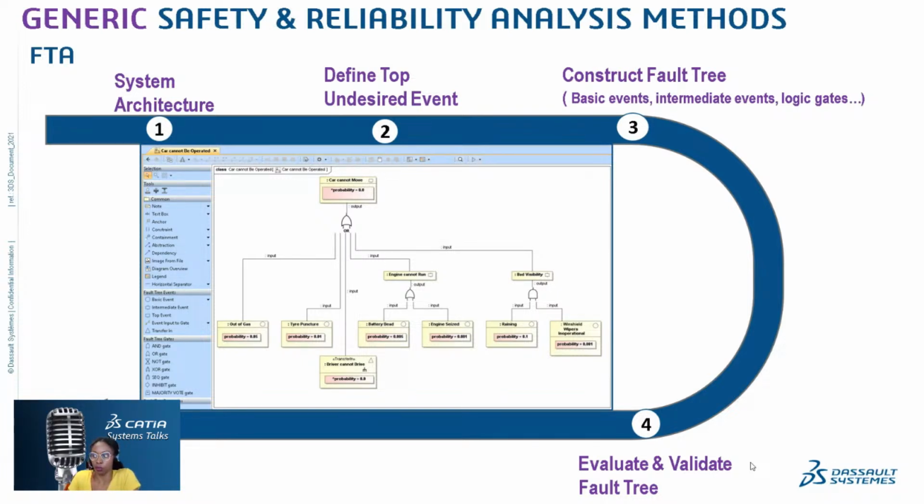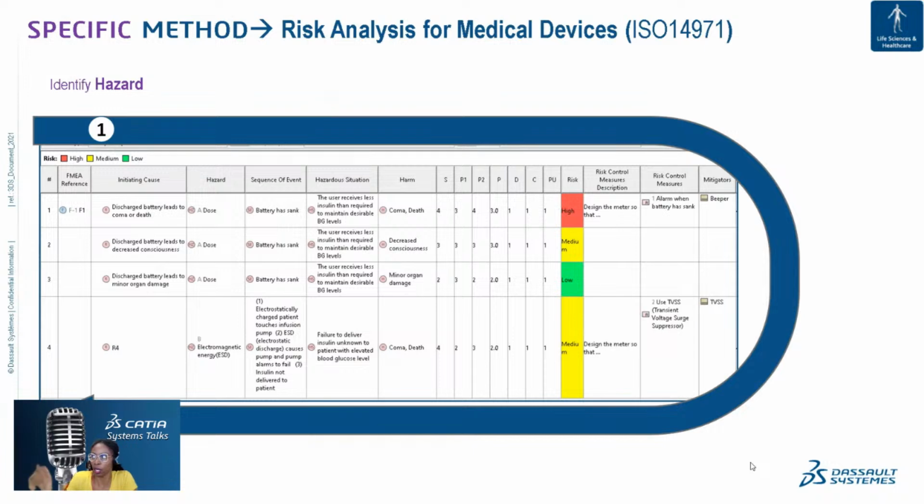Then you can validate your fault tree, and from that, maybe there will be a need to update the system architecture, the FMEA, or the fault tree, and you can do those updates and document your analysis. Those two are the generic FMEA and FTA methods that we implemented, but we also have some specific methods. One is for risk analysis for medical devices, which is based on the standard ISO 14971. You already have in the tool the template needed to do this analysis.